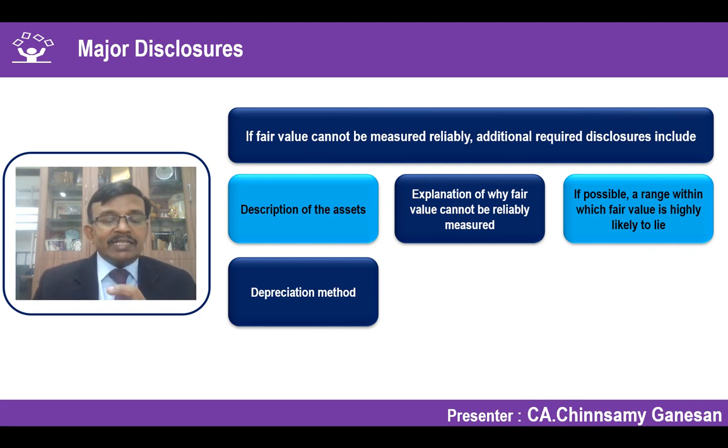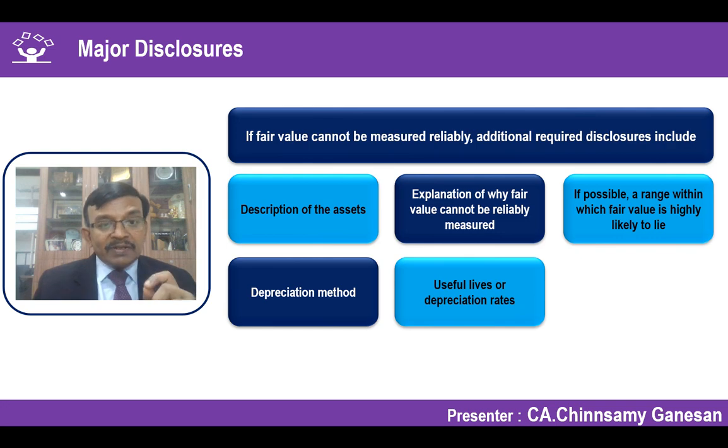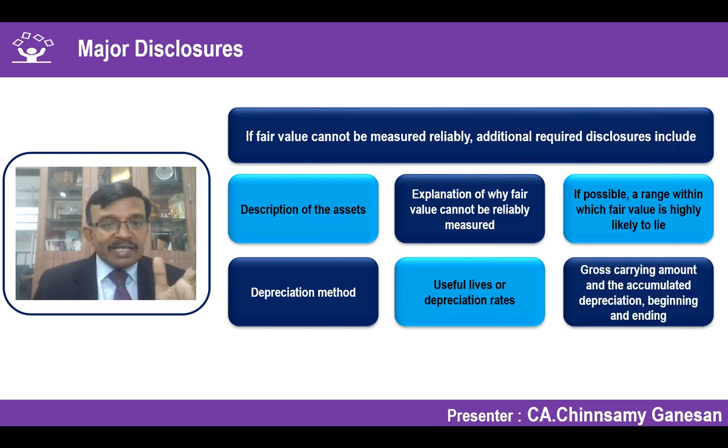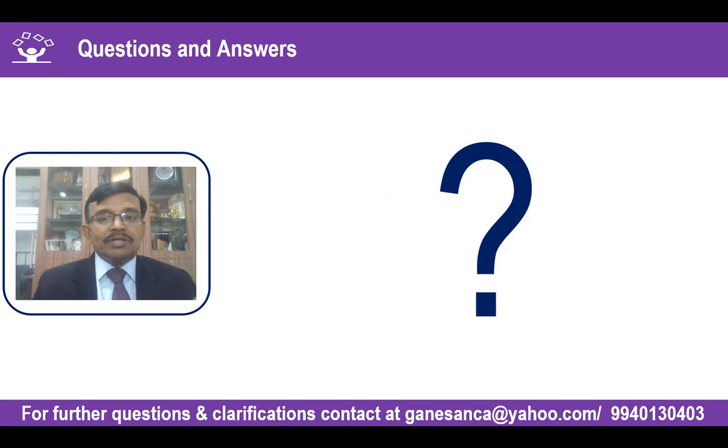So when I'm saying that it's a bearer plant and goes into Ind AS 16 property plant equipment, you should depreciate according to Ind AS 16. What is the useful life estimate for the bearer plant? You have to explain. What is the gross carrying amount? What is the accumulated depreciation? What is the opening balance? What is the closing balance? What is the impairment which you have tested?